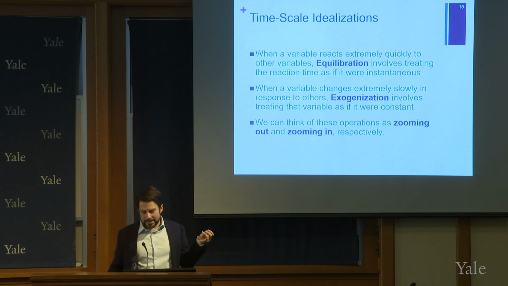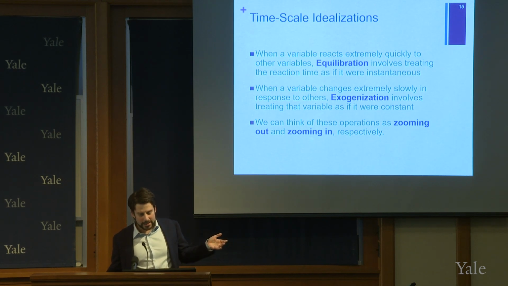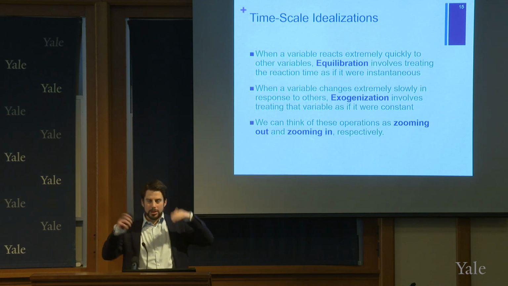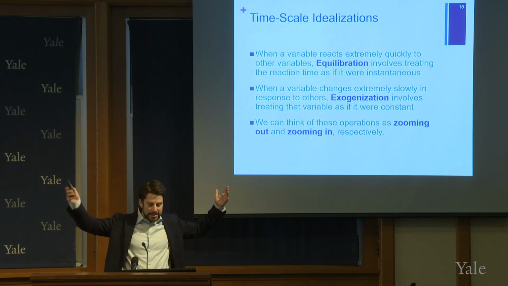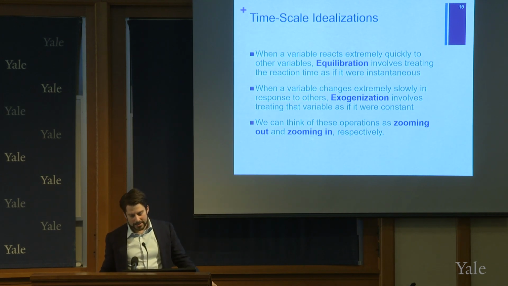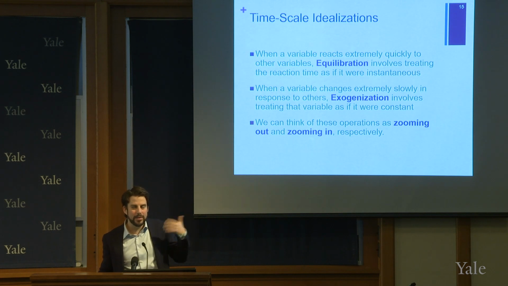Using the timescale picture, we can think about these operations in terms of zooming out and zooming in. Equilibration is when we zoom out to a timescale at which something that at the previous timescale was taking time to occur, we can now treat as instantaneous. Exogenization is when we have something that's changing at a timescale, and we zoom into a timescale at which the rate of change is so slow that we can treat it as constant.